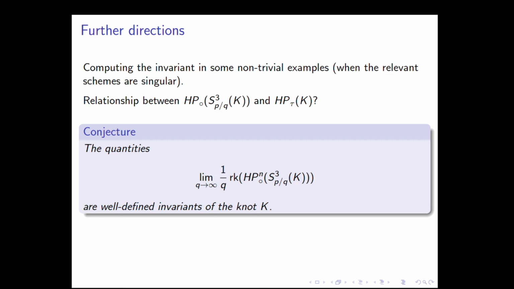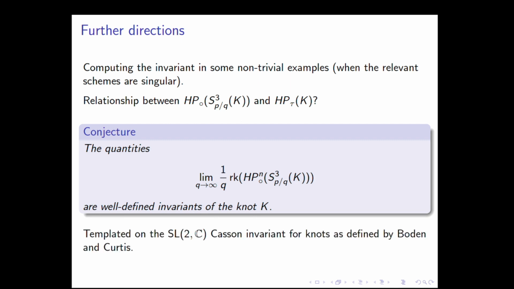Another is this conjecture that I have about a certain set of invariants one can extract from computing HP of the knot surgeries. So if you consider just, let's say, the rank of HP in degree n of the P over Q surgery, and it could be HP or HP sharp. So consider this quantity and normalize it by 1 over Q, and take the limit as Q goes to infinity. So I claim these are well-defined knot invariants.